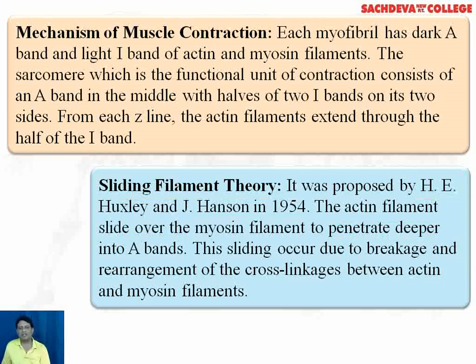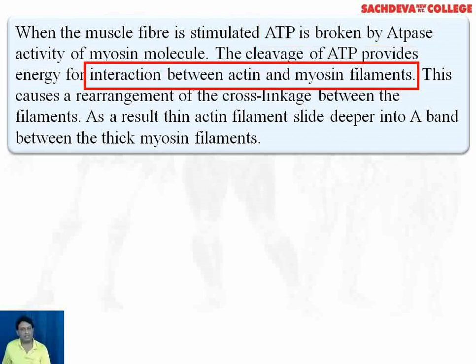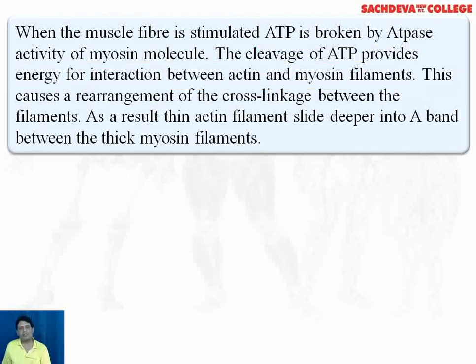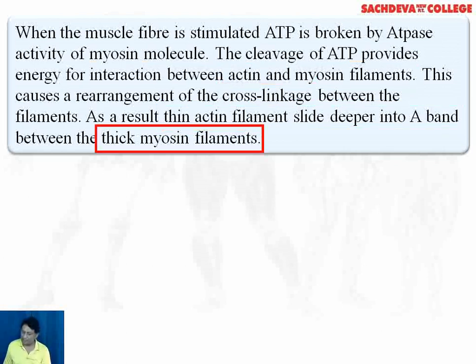This sliding occurs due to breakage and rearrangement of the cross linkages between actin and myosin filament. When the muscle fiber is stimulated, ATP is broken down by ATPase enzyme of the myosin molecule. The cleavage of ATP provides energy for interaction between actin and myosin filaments. This causes a rearrangement of the cross linkage between the filaments. As a result, thin actin filament slides deeper into A band between the thick myosin filament.